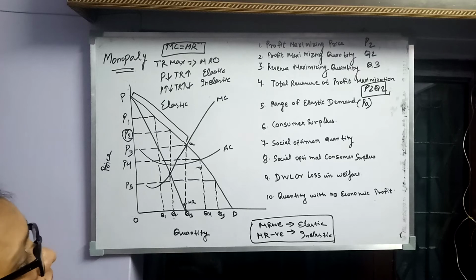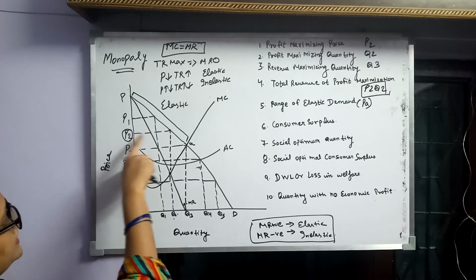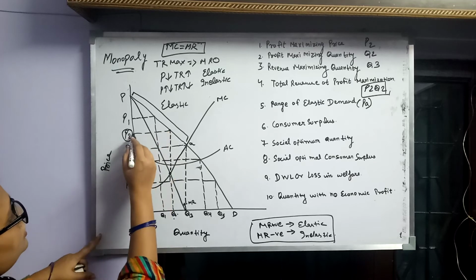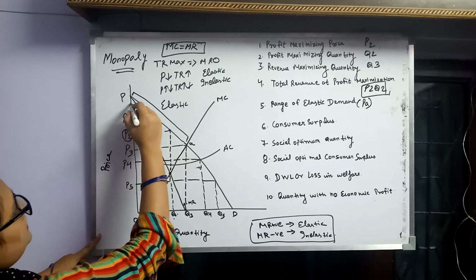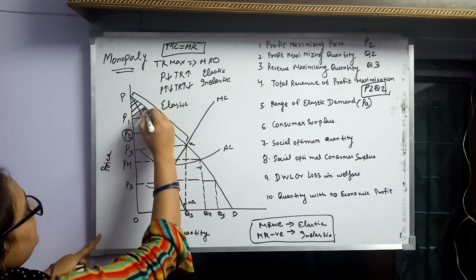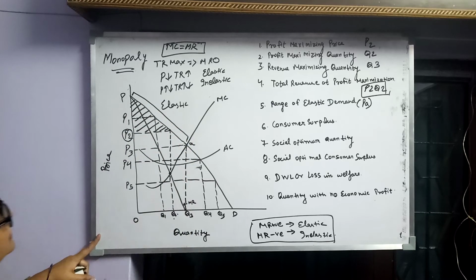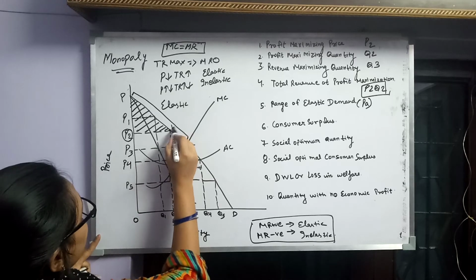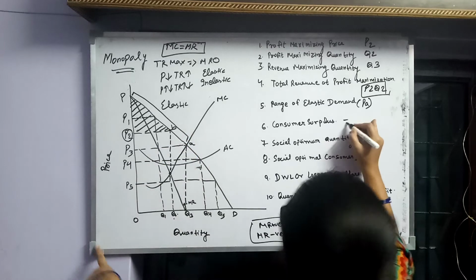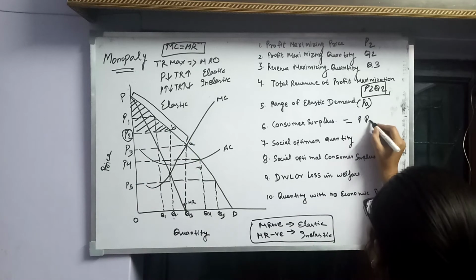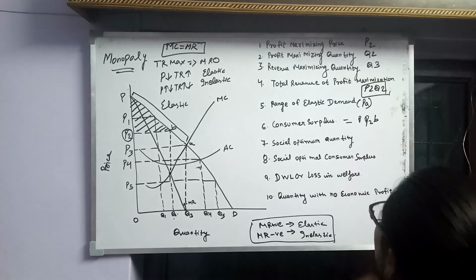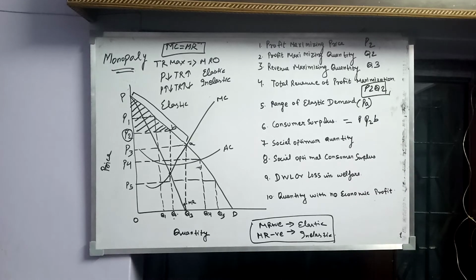Now consumer surplus. So consumer surplus at the profit maximizing quantity. Our consumer surplus is this area. This area we can write as B. So consumer surplus is equal to P2B at the profit maximization point.